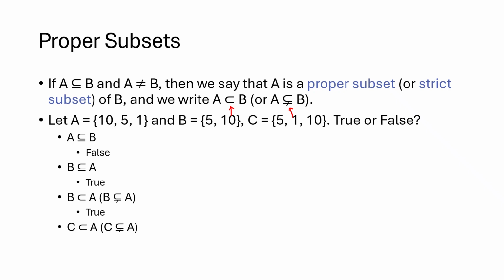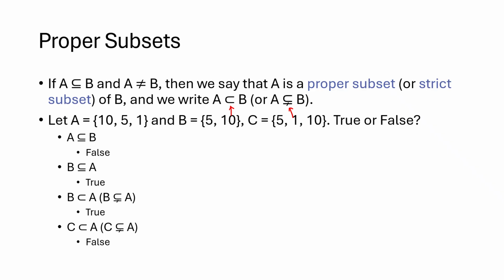And finally, C is a proper subset of A. Now, if you look at the definition of C and A, you see that they are the same sets because the order is not important. Both of them contain 1, 5, and 10. And because of that, C cannot be a proper subset of A because C is equal to A. C is a subset of A, but not a proper one. So this is false.